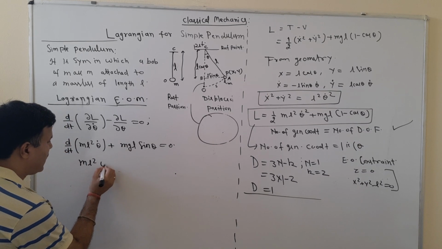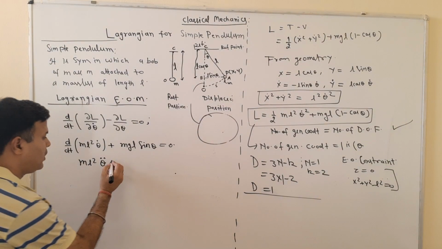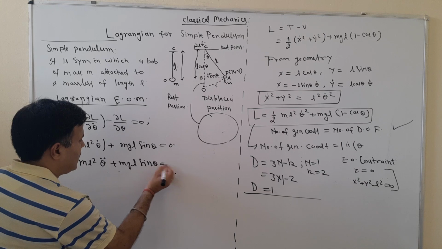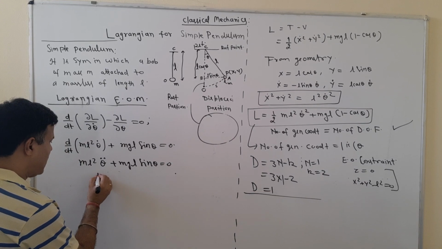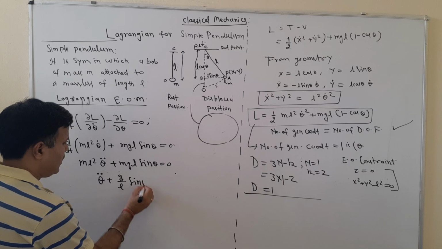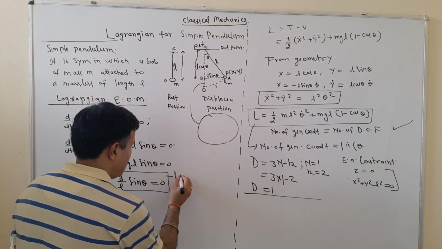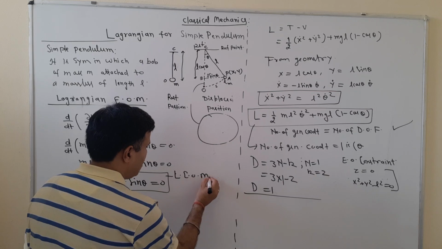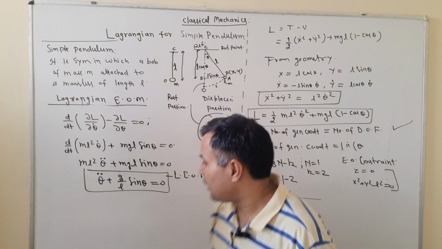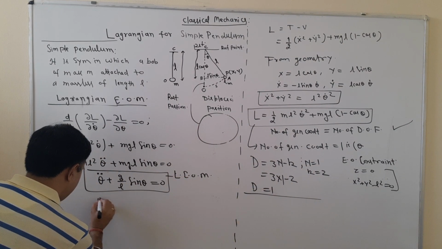So m l square theta double dot plus m g l sine theta is equal to 0. So theta double dot plus g by l sine theta is 0. This is the Lagrangian equation of motion corresponding to this simple pendulum. In the earlier case we had x double dot plus, let's say, omega square again.